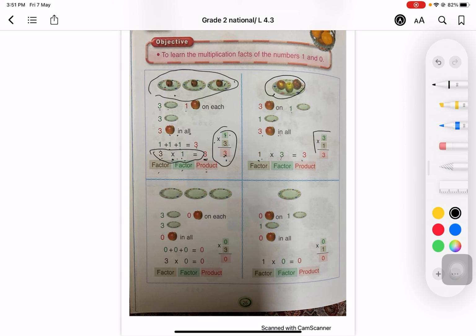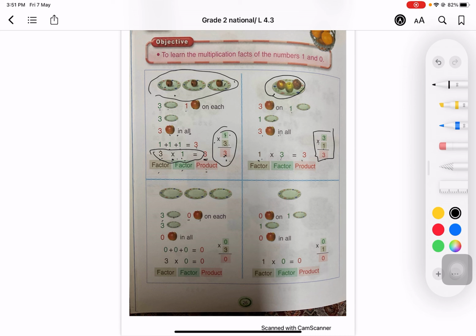I can write a multiplication sentence vertical. It's 3 multiply 1. The answer is 3. So each time you can switch the places of the factors and you will get the same product. Now here I have 3 plates. I didn't draw anything in each plate, 0. So I have 3 plates. In each there are 0 apples.